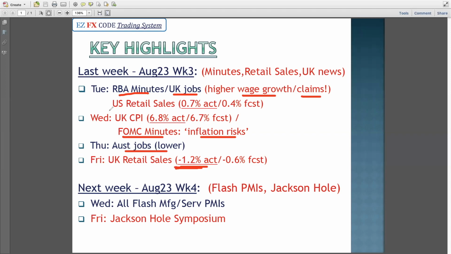But the main driver last week for the US dollar was the retail sales figure, where it came out very strong, 0.7% versus a forecast of only 0.4%, which was already a fairly high expectation, but it surpassed that. So that really gave a boost to the US dollar.